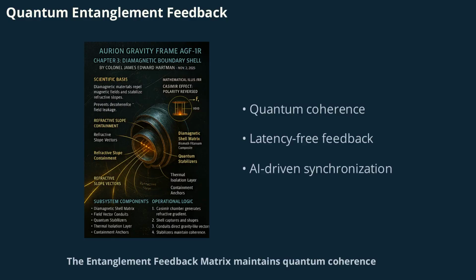Entanglement feedback matrix maintains quantum coherence and synchronization across all RVG field generators. By embedding entangled qubit arrays in each subsystem, the AGF-1R achieves real-time, latency-free feedback and control. The AI core interprets entanglement correlations and dynamically adjusts field parameters, ensuring stable and adaptive gravity modulation. This approach leverages quantum information science, making the system highly resilient and responsive, qualities essential for advanced aerospace applications.